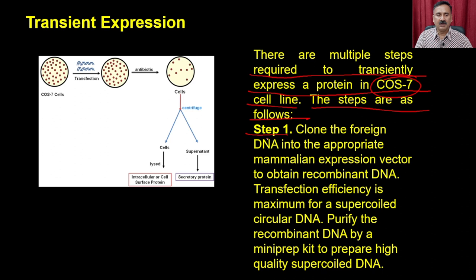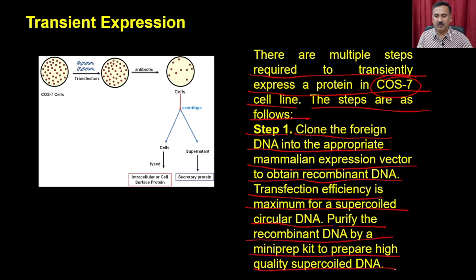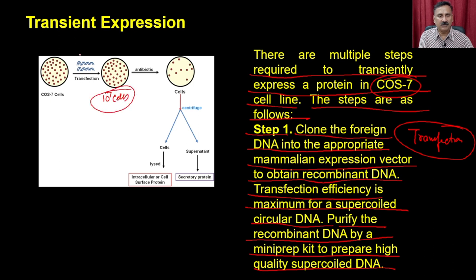In step one, you are going to clone the foreign DNA into an appropriate mammalian expression vector to obtain the recombinant DNA. Transfection efficiency is maximum for supercoiled DNA. So you can purify the recombinant DNA with a mini prep kit to prepare high quality supercoiled DNA. In step one, you are going to do the cloning as well as the transfection. You first plate the uniform cells, right? You can plate 10 to the power 7 cells and then do the transfection.